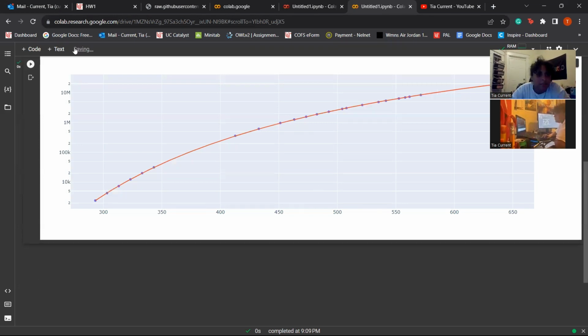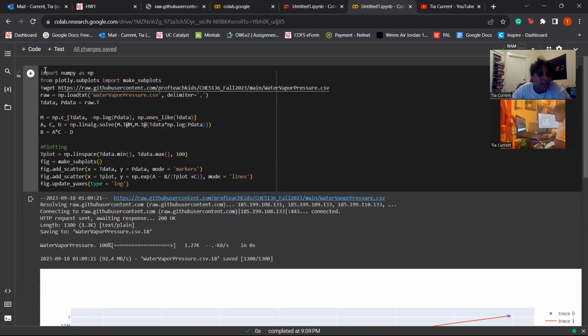Okay, but basically, explaining everything from my second angle myself. Import all of your necessary libraries. Then you have your raw data coming from your CSV file, and delimiter spelled correctly this time, because the first time I did this, I spelled it wrong. Then you say that your T data and your P data is your raw.